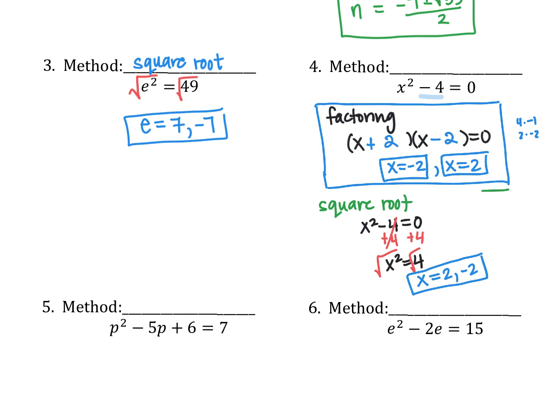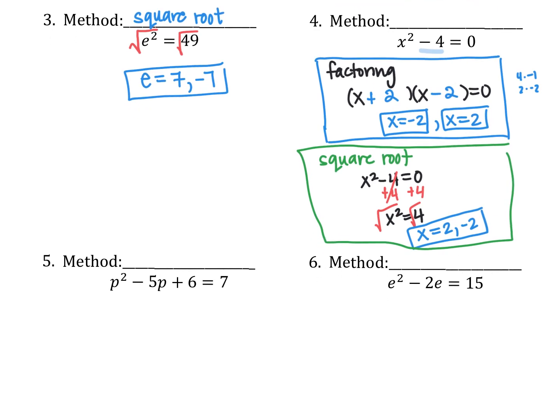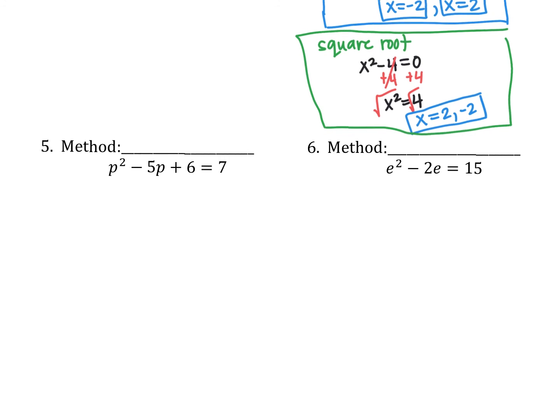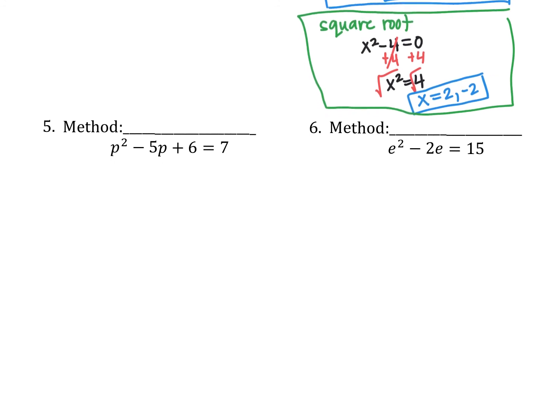So in this case, both methods were about the same easiness factor. So either method would have been fine. As long as you know which method works, you're welcome to choose either one. Let's do 2 more.